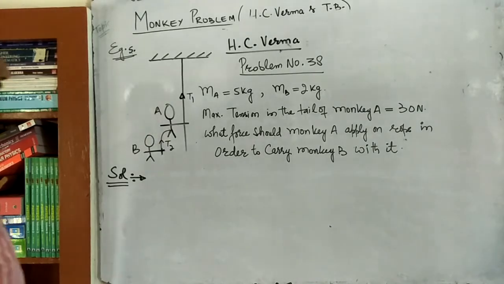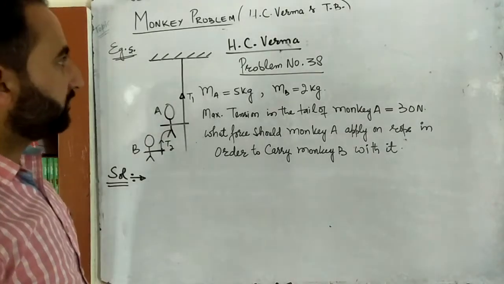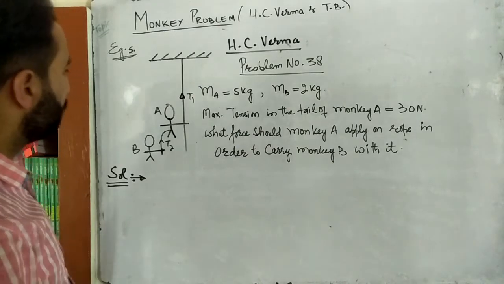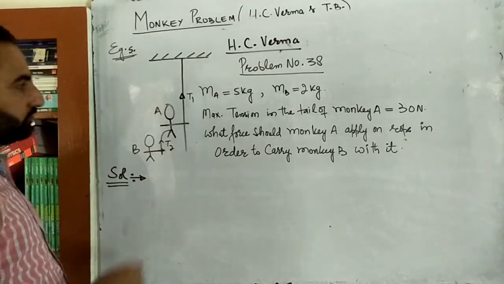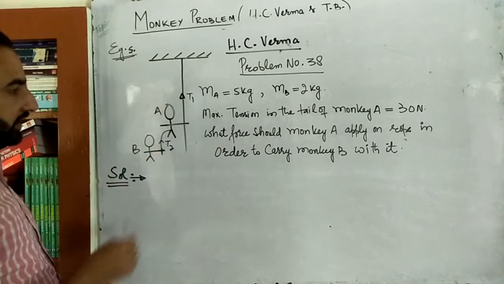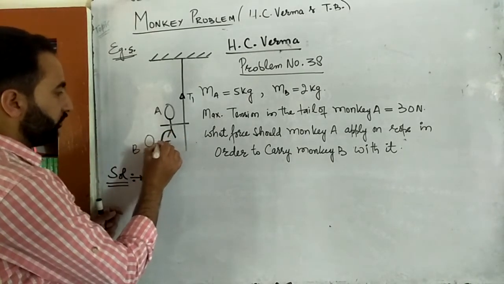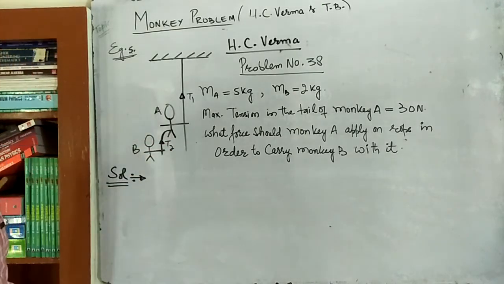Okay, another example, number 5, copy pasted from H. Verma, problem number 38. You can check it out from H. Verma. So these are two different monkeys, monkey A and monkey B. Suppose this is the mother monkey and this is the baby monkey. Now this is the tail of monkey A, and monkey B is holding the tail of monkey A. ठीक है ना बेटा?